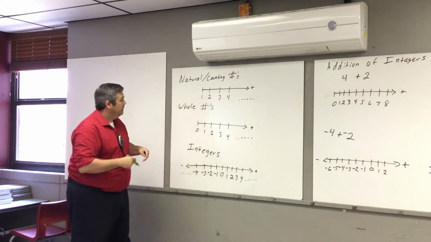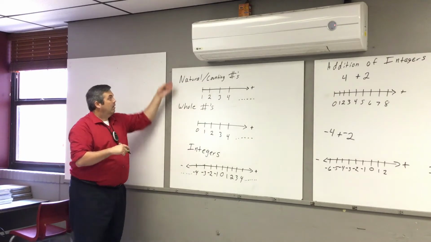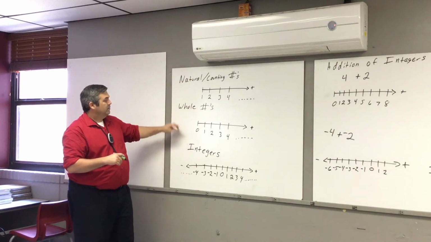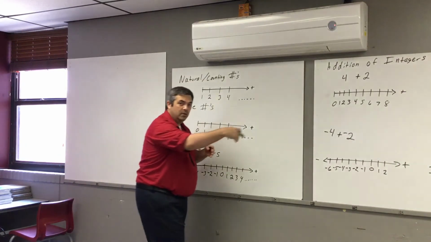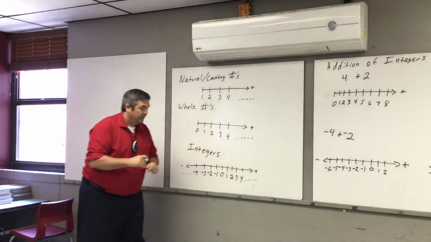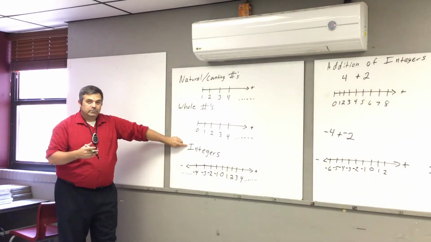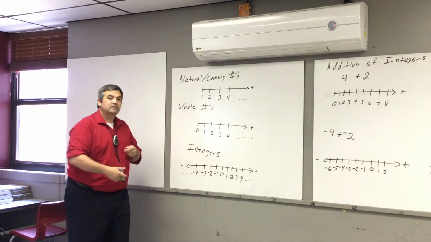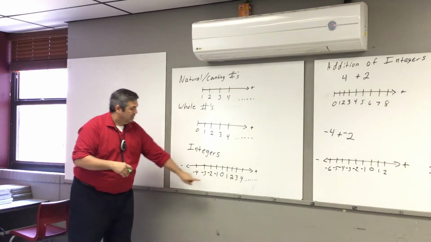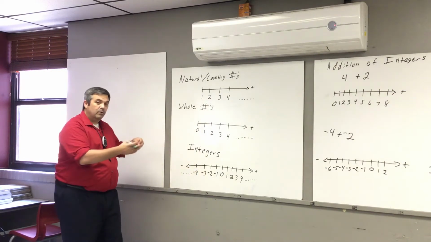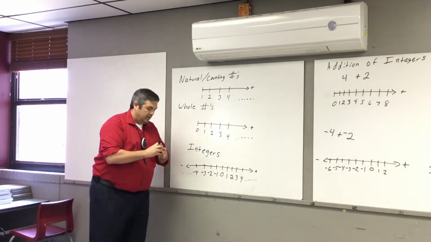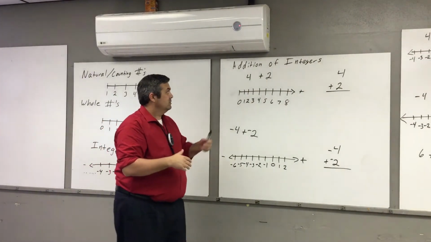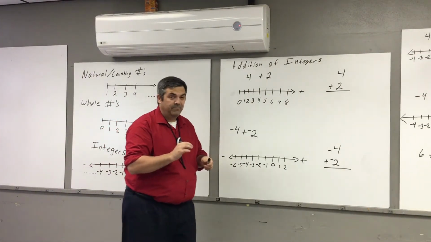1, 2, 3, 4. Now, whole numbers are natural numbers plus 0. Notice I added in the 0 here. So 0, 1, 2, 3, 4, so on and so forth. All positive, okay? Integers are all the whole numbers, 0, 1, 2, 3, 4, plus their opposites, the negative numbers. Negative 1, negative 2, negative 3, negative 4, so on and so forth. Okay? Today what we're going to do is talk about the operations of integers.